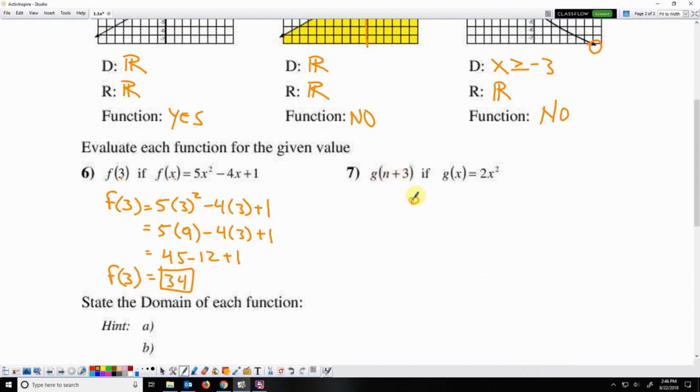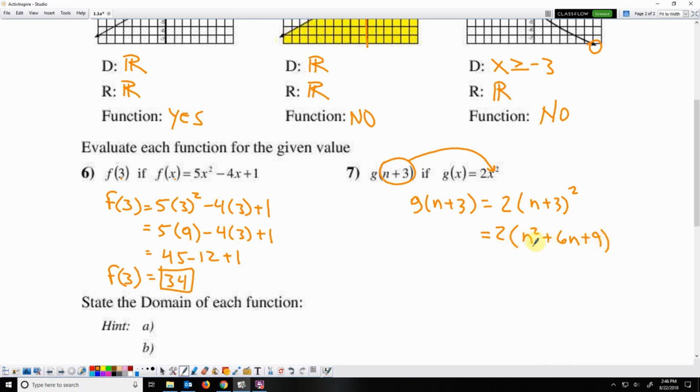In number 7, find g of n plus 3. So that's g of n plus 3 equals 2x squared. So I'm going to take this n plus 3 and put it in for x. So that's 2 times n plus 3 squared. There's kind of a shortcut that we can take to do n plus 3 squared. Anytime you're squaring a binomial, it's the first term squared plus double the product of the terms. So 3 times n is 3n. That's the product. Double that is 6n. And then the second term squared is 9.